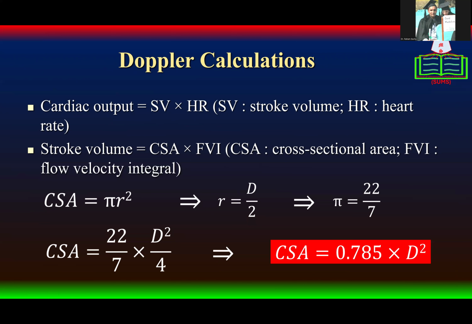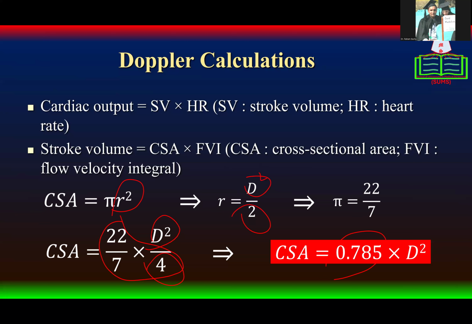We'll use d by 2 instead of r, because we can measure the aortic annular diameter, and that diameter will be divided by 2 to get the radius. The value of pi is 22 by 7. We put all these values in, with d by 2 instead of r. So 2 squared becomes 4, and d remains squared. If we calculate all these values, we get 0.785 times d square.